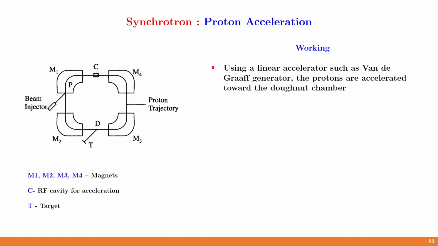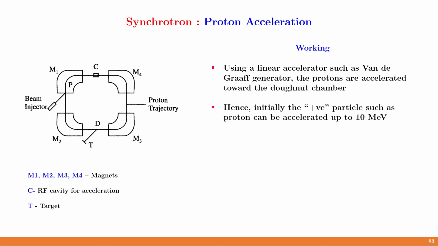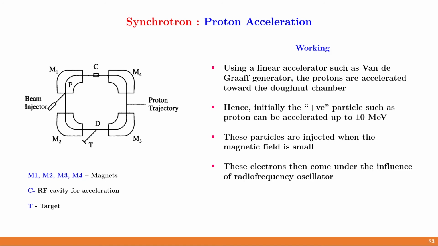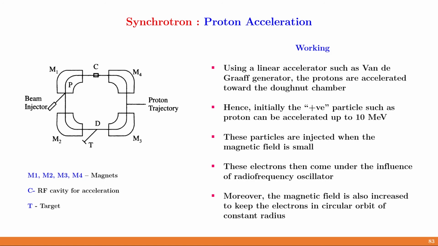Working. Using a linear accelerator such as a Van de Graaff generator, the protons are accelerated toward the donut chamber. Hence, initially the positive particle such as a proton can be accelerated up to 10 MeV. These particles are injected when the magnetic field is small. These particles then come under the influence of the radio frequency oscillator. Moreover, the magnetic field is also increased to keep the particles in a circular orbit of constant radius.